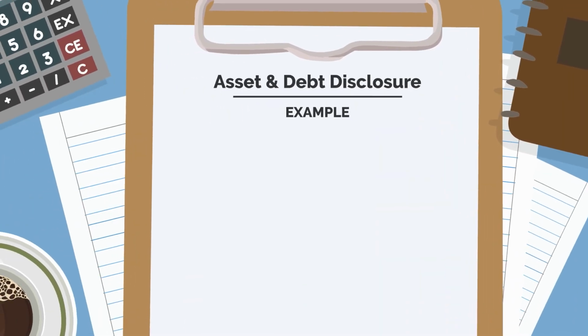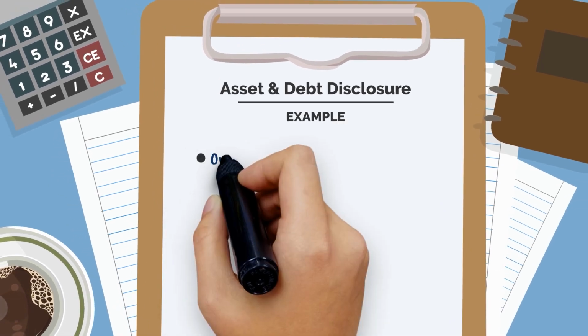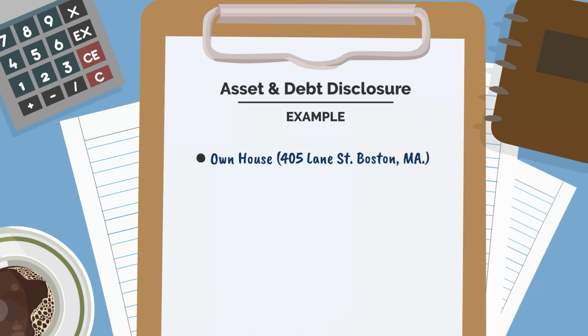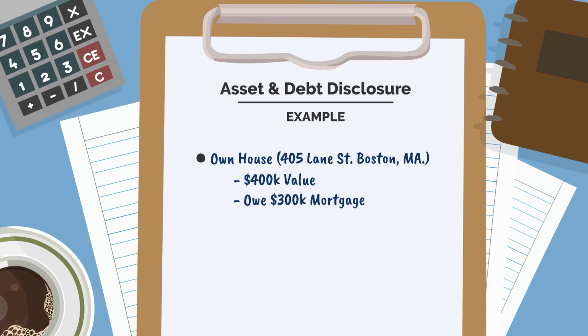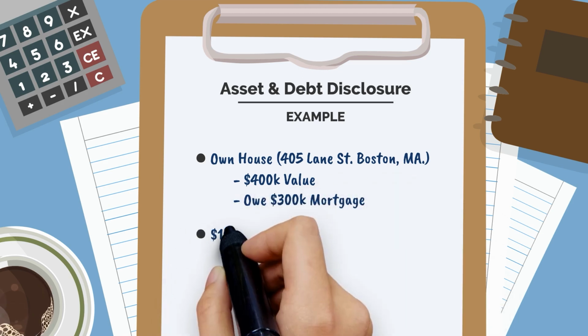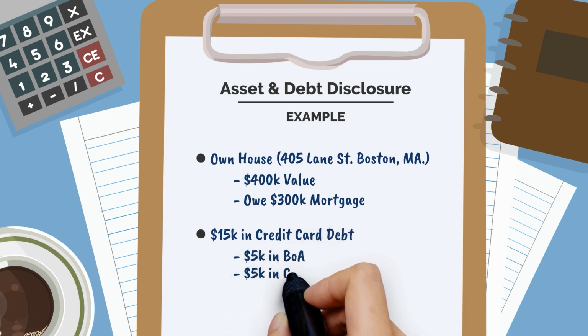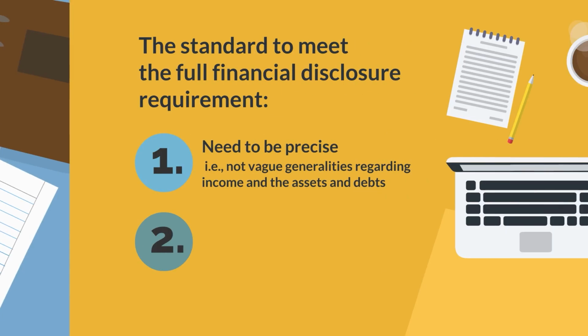An example of an asset and debt disclosure is as follows. I own a house located at 405 Lane Street, Boston, Massachusetts. It has a value of $400,000 and I owe a $300,000 mortgage. I have $15,000 in credit card debt, $5,000 with B of A, $5,000 with Chase, and $5,000 with Citibank.